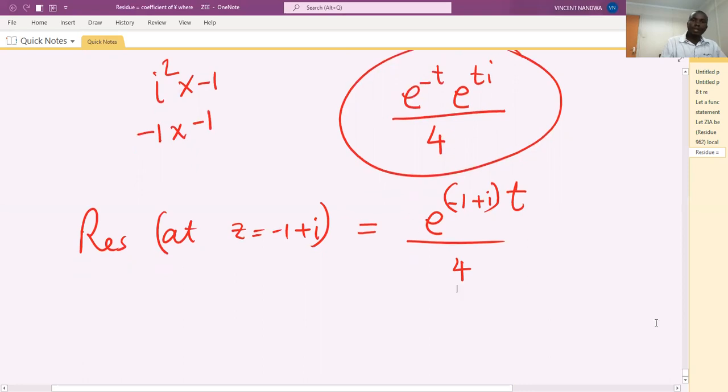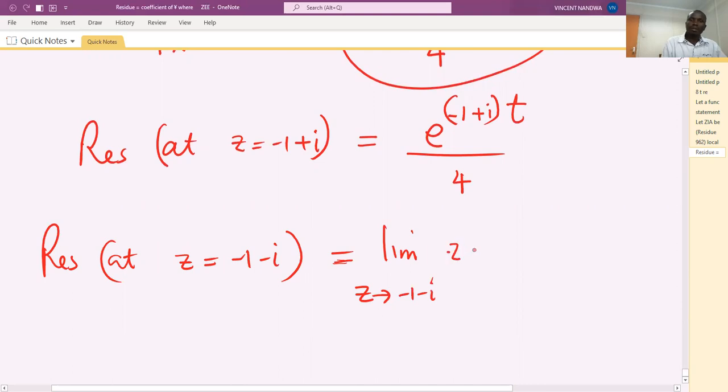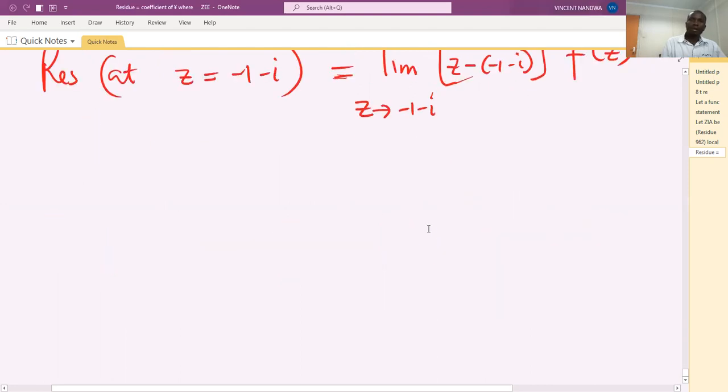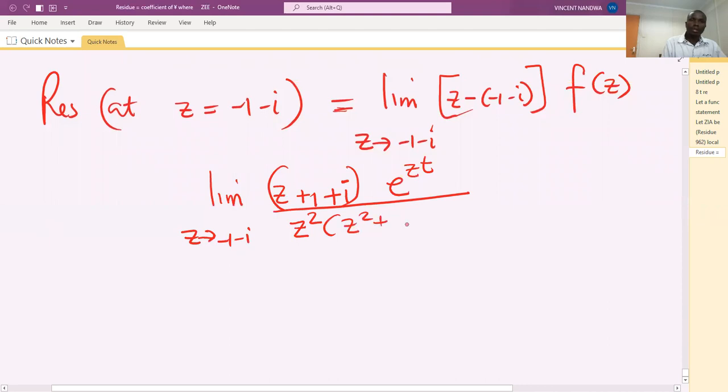Now, the residue at the other point, z equals -1 minus i, will be the limit as z approaches -1 minus i of z minus (-1 minus i) times f of z, which will be given by the limit as z approaches -1 minus i of (z plus 1 plus i) times e raised to the power zt divided by z squared plus 2z plus 2.